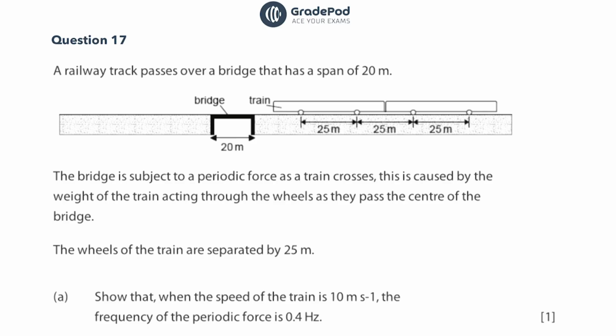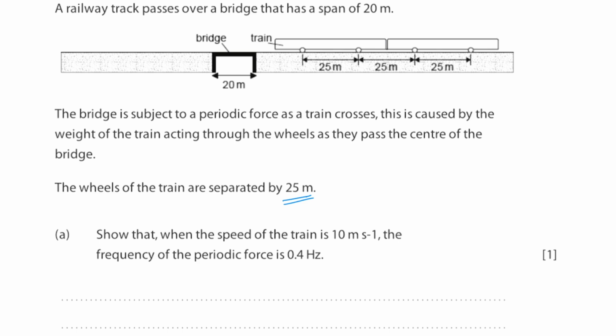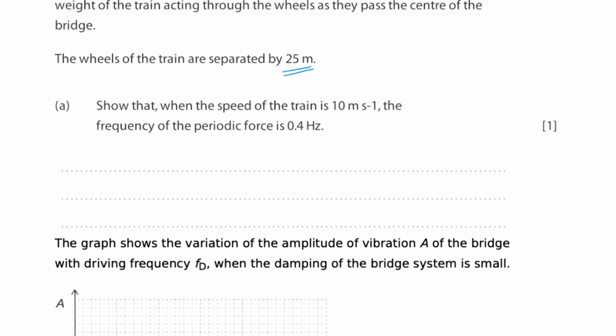Question 17. A railway track passes over a bridge that has a span of 20 metres. The bridge is subject to a periodic force as the train crosses. This is caused by the weight of the train acting through the wheels as they pass the centre of the bridge. The wheels of the train are separated by 25 metres. I think this is already like the farmer's question. A. Show that when the speed of the train is 10 metres per second, the frequency of the periodic force is 0.4 Hz. This is the same as the farmer's question.